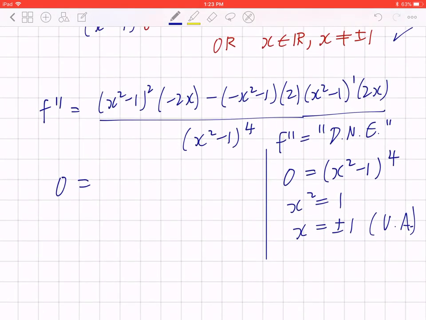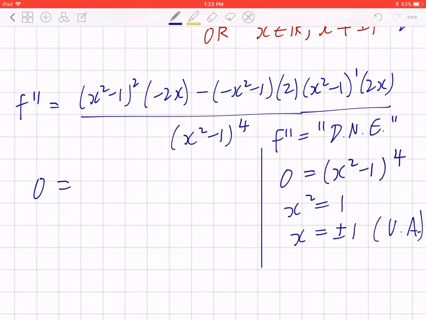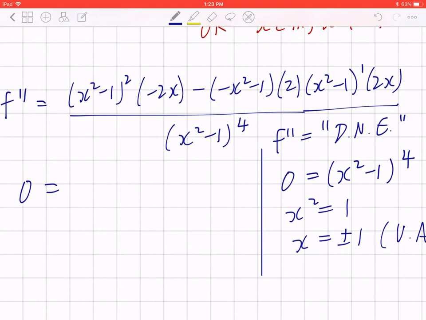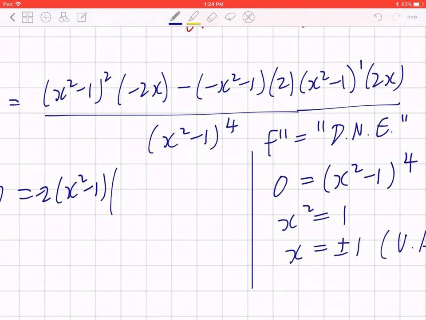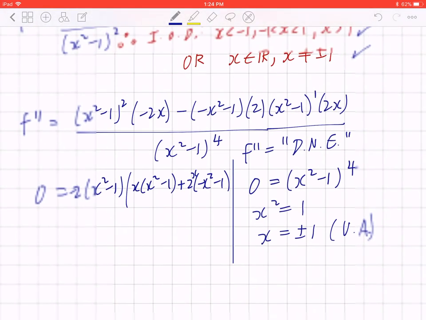If I go back to the numerator, again, I can factor this. There's a common factor of 2, x squared minus 1. In brackets, I can even factor a negative. So negative 2, x squared minus 1 at the front. In the brackets, that's going to be x times x squared minus 1. If I keep going, plus 2 times negative x squared minus 1. And I think there's an x here too, just like that.